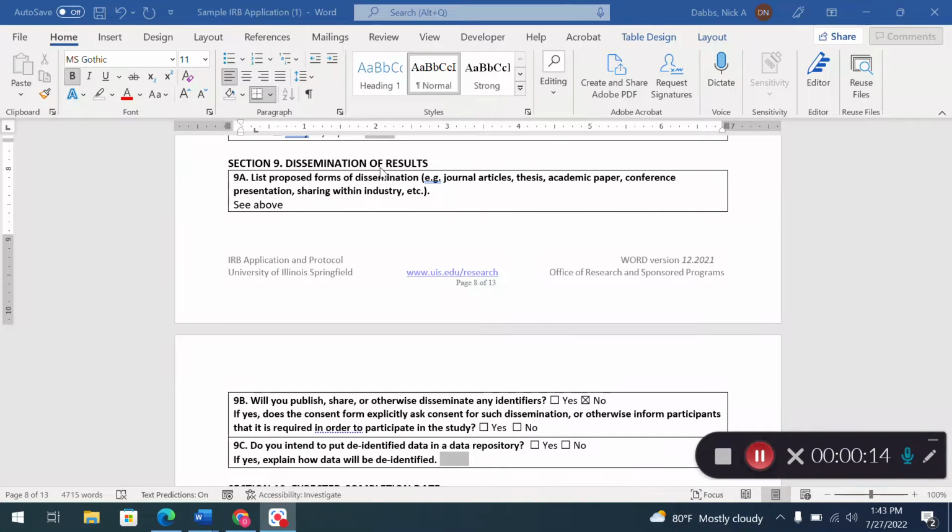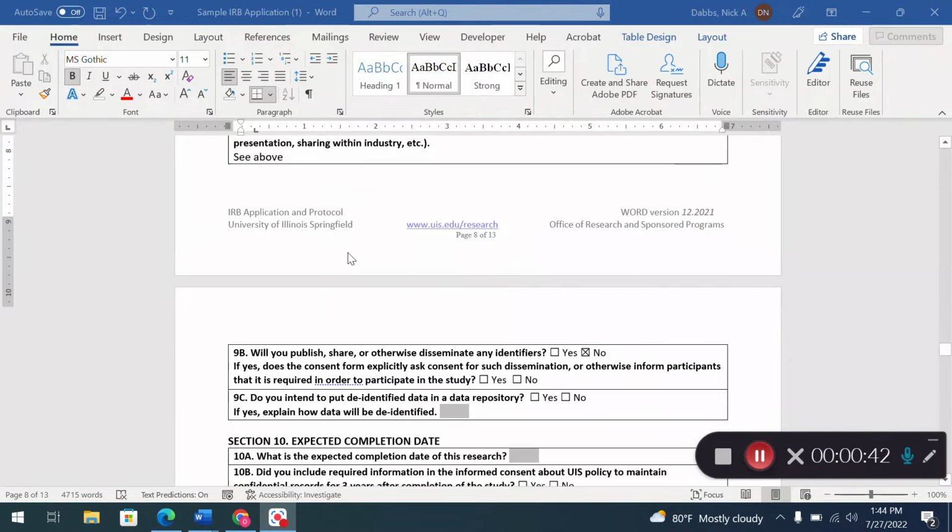So starting with section 9, this is covering dissemination of results. 9A asks, list proposed forms of dissemination. So for example, journal articles, if you're a grad student finishing your master's thesis, academic paper, conference presentation, sharing with industry, etc. I put C above, which is perfectly acceptable since it does ask this at the beginning of the application.